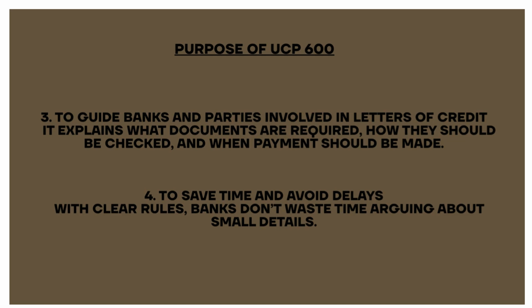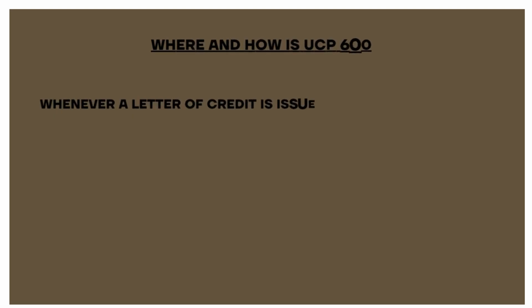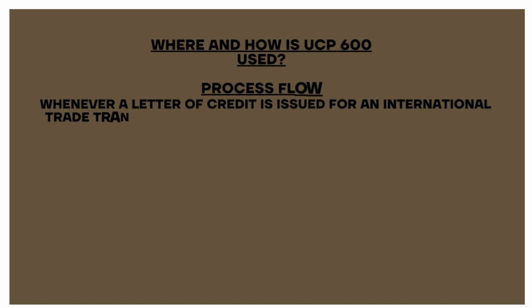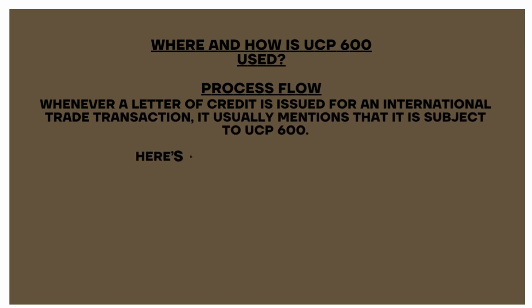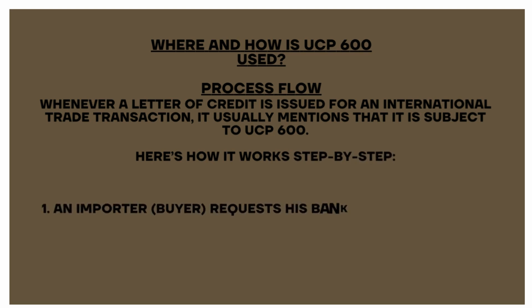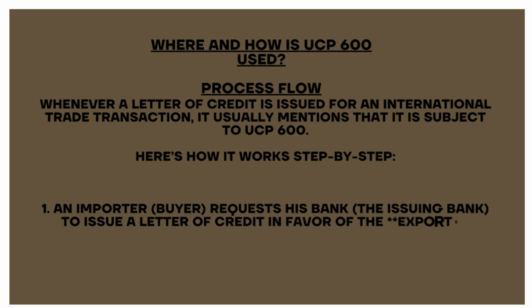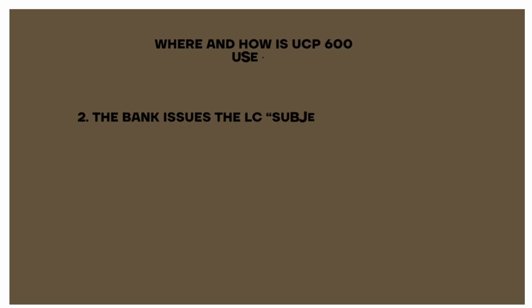Where and how is UCP 600 used? Whenever a letter of credit is issued for an international trade transaction, it usually mentions that it is subject to UCP 600. Here's how it works step by step. 1. An importer, buyer, requests his bank, the issuing bank, to issue a letter of credit in favor of the exporter, seller. 2. The bank issues the LC subject to UCP 600.